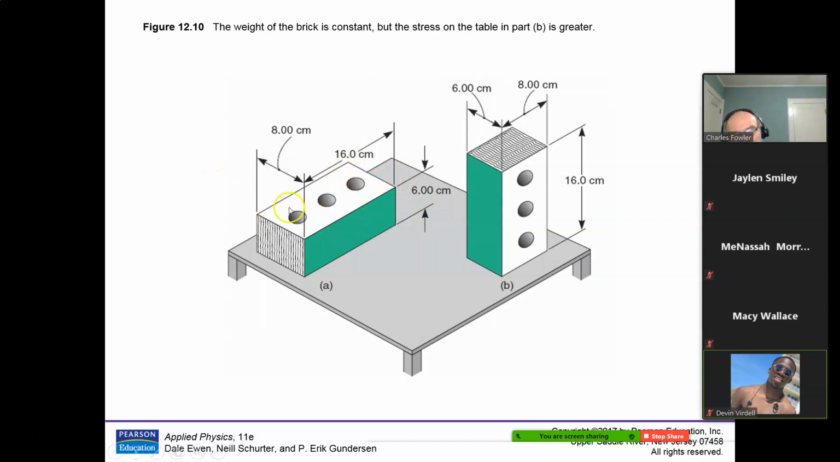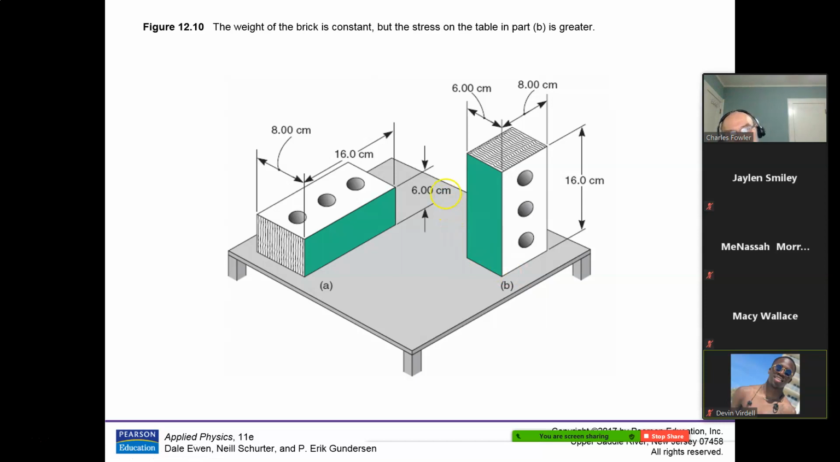However, this brick is creating less of a stress on the table than this one. Why? Because of the surface area over which it's acting on the table. Same force, same weight, gravity pulling it downward, over a bigger surface area, 16 by 8, that's 128 square centimeters. This one is doing that same over 6 by 8, which is 48 square centimeters.